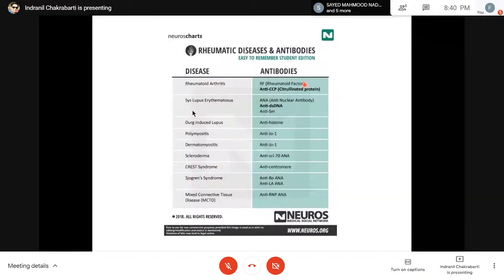Clinical features as well as serological diagnosis are very important for the connective tissue disorders. Anti-CCP is very characteristic for rheumatoid arthritis, anti-dsDNA for SLE, anti-Jo-1 for polymyositis and dermatomyositis, antihistone for drug-induced lupus, anti-RNP for mixed connective tissue disease, and anti-Ro and anti-La for Sjögren's syndrome.